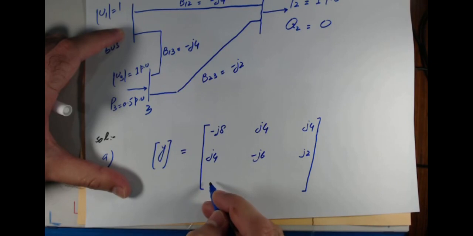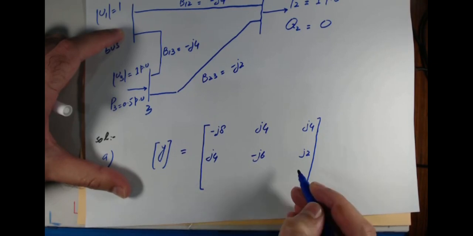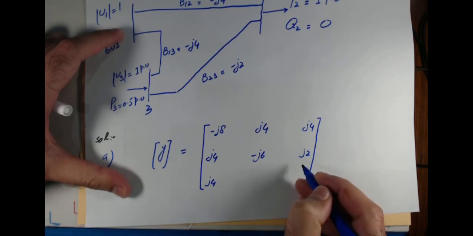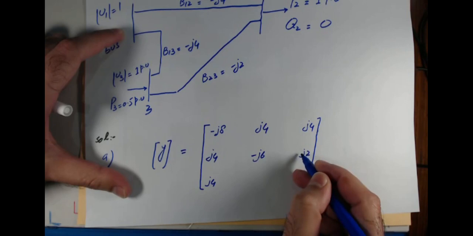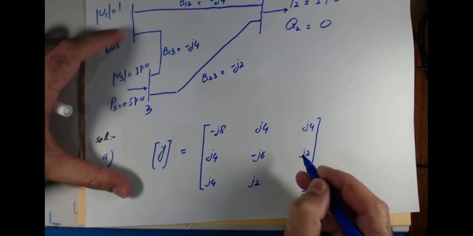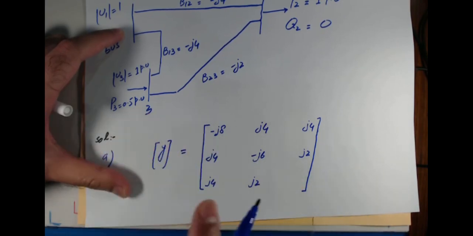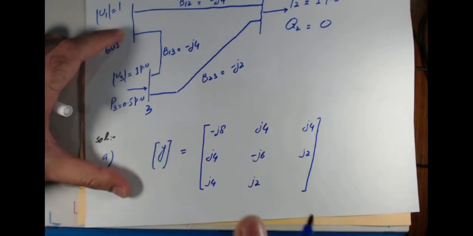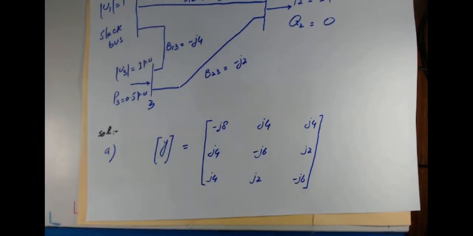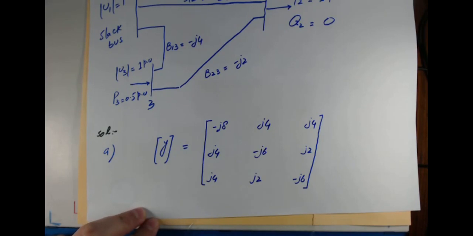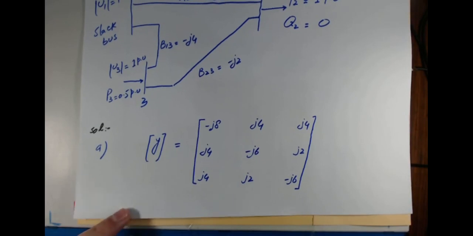The third row with the first entry Y31, as it is a symmetrical matrix, becomes the same as this one, J4. The second one is the same as a symmetrical matrix, so this will be J2, as Y23 will be equal to Y32, and the third entry, which is Y33, becomes the negative sum of all the admittances connected to bus 3, so that becomes this one plus this one, which becomes minus J6. So this is now the bus admittance matrix for this given network, with all the entries mentioned in the matrix. That is the first task that we have performed.